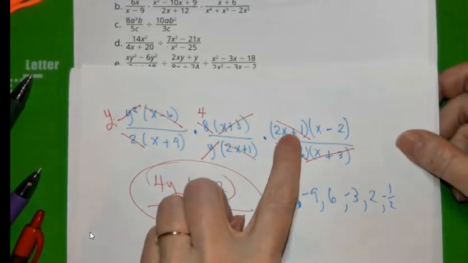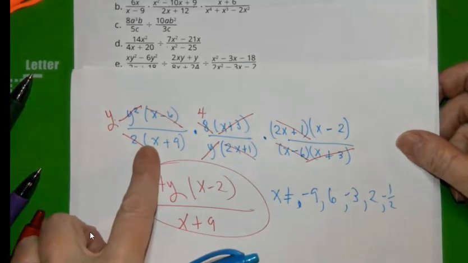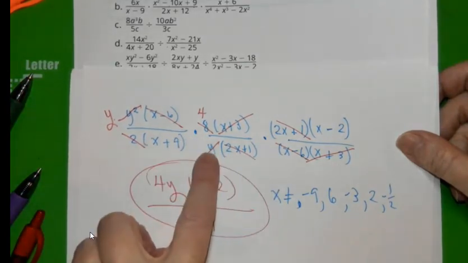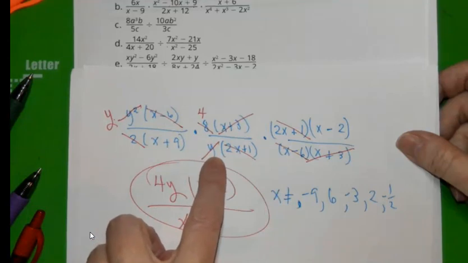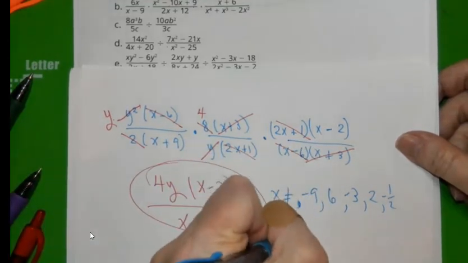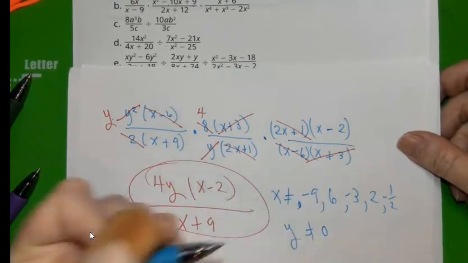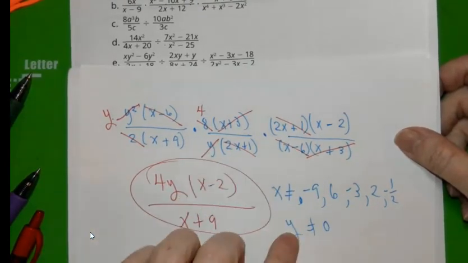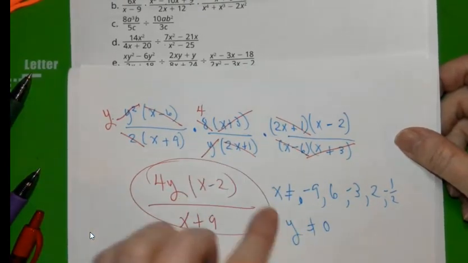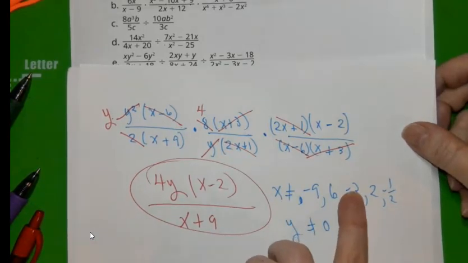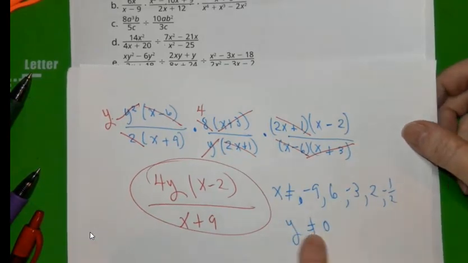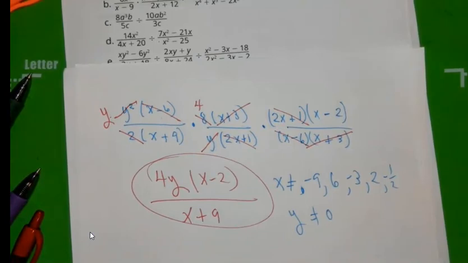because negative 1/2 here would make this one 0. And I think that, it can't be 0 right here. Y cannot be 0. So y cannot equal, that's a different letter, so we got to write that one separate. Y cannot be 0. And so that's it. We got 1, 2, 3, 4, 5, 6 restrictions on the variables for this problem.